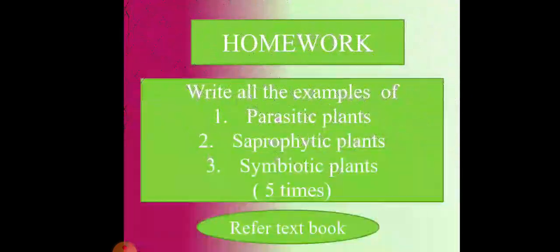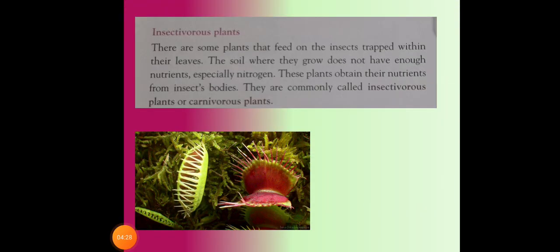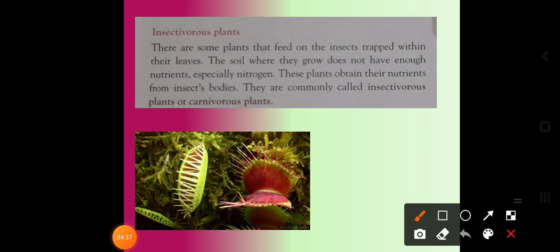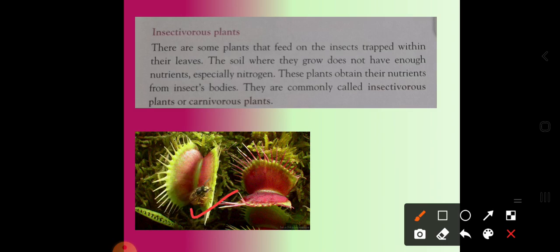Next is insectivorous plants. What do you mean by insectivorous plants? There are some plants that feed on insects trapped within their leaves. The best example is the Venus flytrap. You can observe how the plants are trapping insects for getting nutrition, because the insect body contains nitrogen. So for getting nutrition in the form of nitrogen, they take nutrition from these insects. Here they are commonly called insectivorous plants or carnivorous plants. Carnivorous means what?